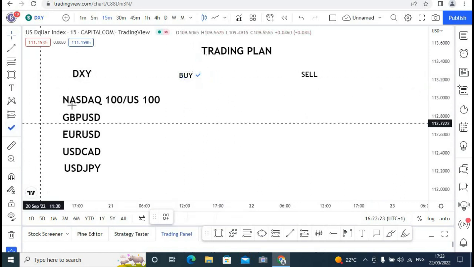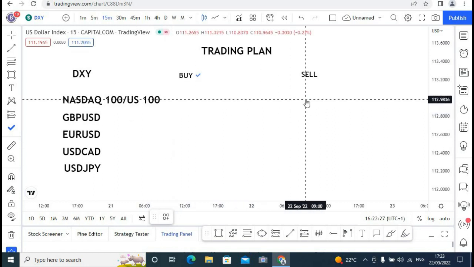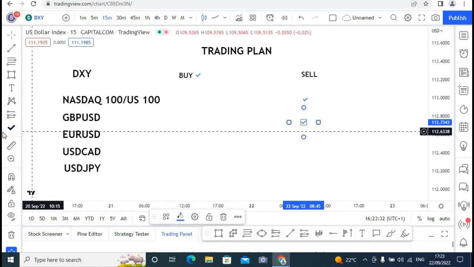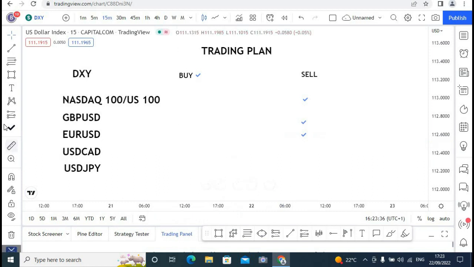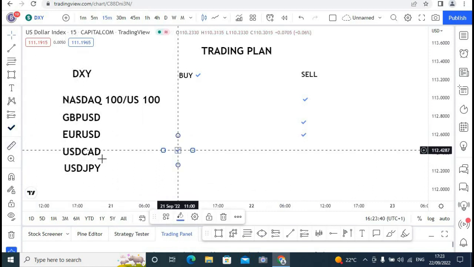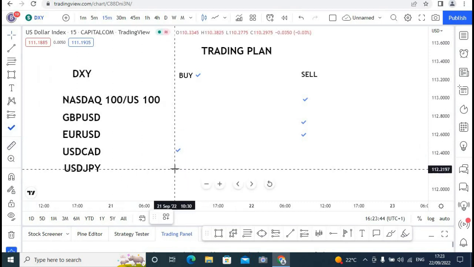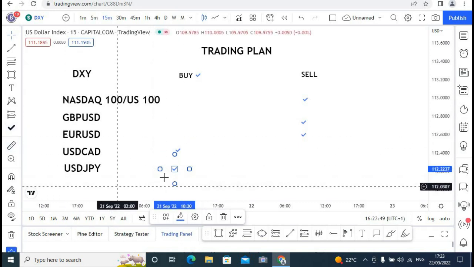What you have to understand is that Nasdaq or US100 will be going for a sell, GBP/USD will be going for a sell again, and EUR/USD will also be going for a sell. USD/CAD will be going for a buy, USD/JPY will also be going for a buy, and USD/ZAR will also be going for a buy.